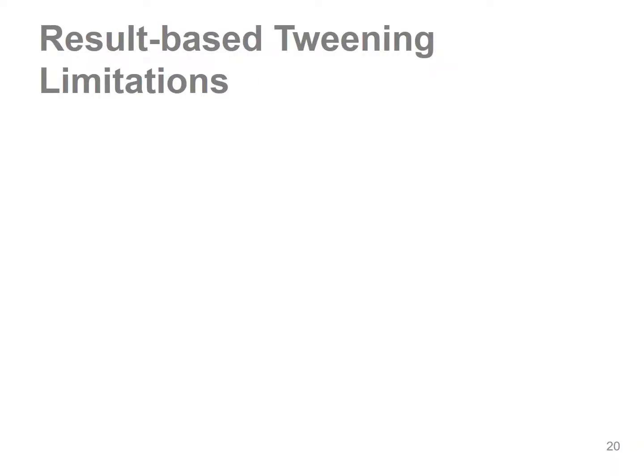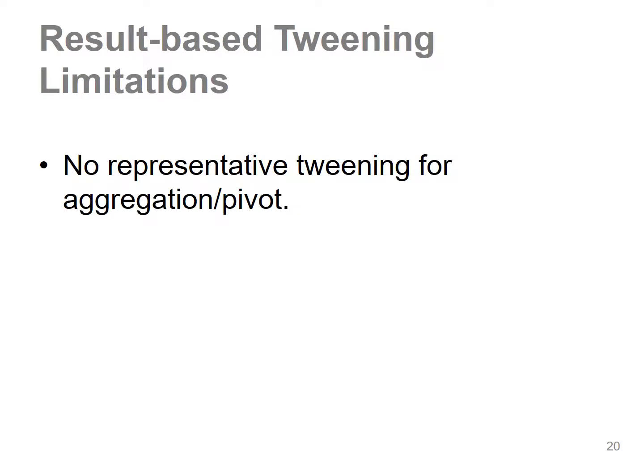Now, result-based tweening has certain limitations. There is no representative tweening for aggregation or pivot. Aggregation transformations with result-based tweening would have no way of showing aggregation from constituent tuples. Result-based tweening also generally has a high visual cost. This is especially true for the tree-based tree diff approach.